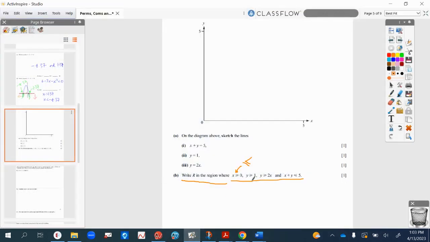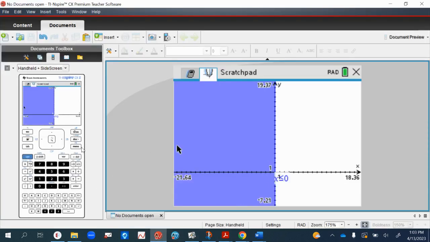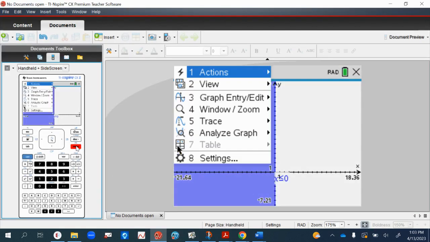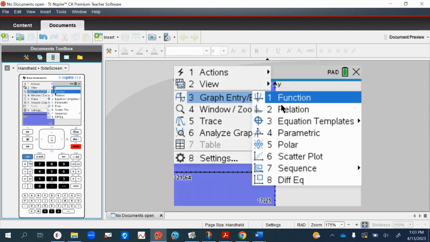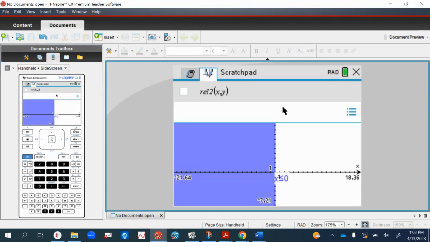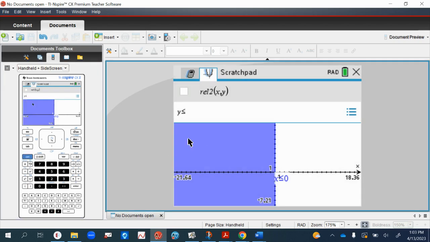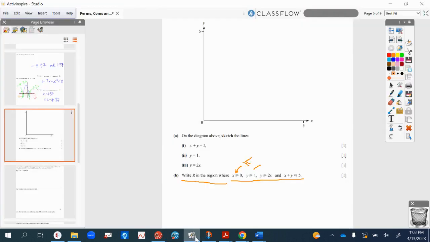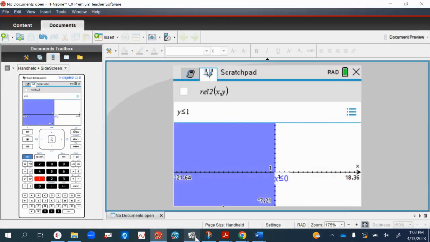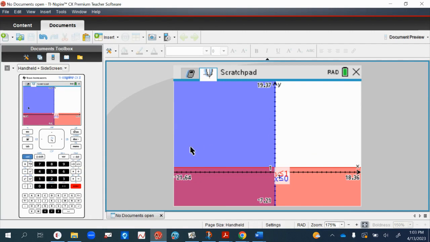Let's look at our second little region. So the second one is y is greater than or equal to 1. So we're going to do the opposite of that. So we're going to do y is less than or equal to 1. So I'm going to pop that one in now. So again, go to menu, graph edit, relation, and we're doing y is, and we've got to go here again, control equals less than or equal to, I've got to remind myself what that is, 1. So again, we've done the opposite. Bosh, got my second one.